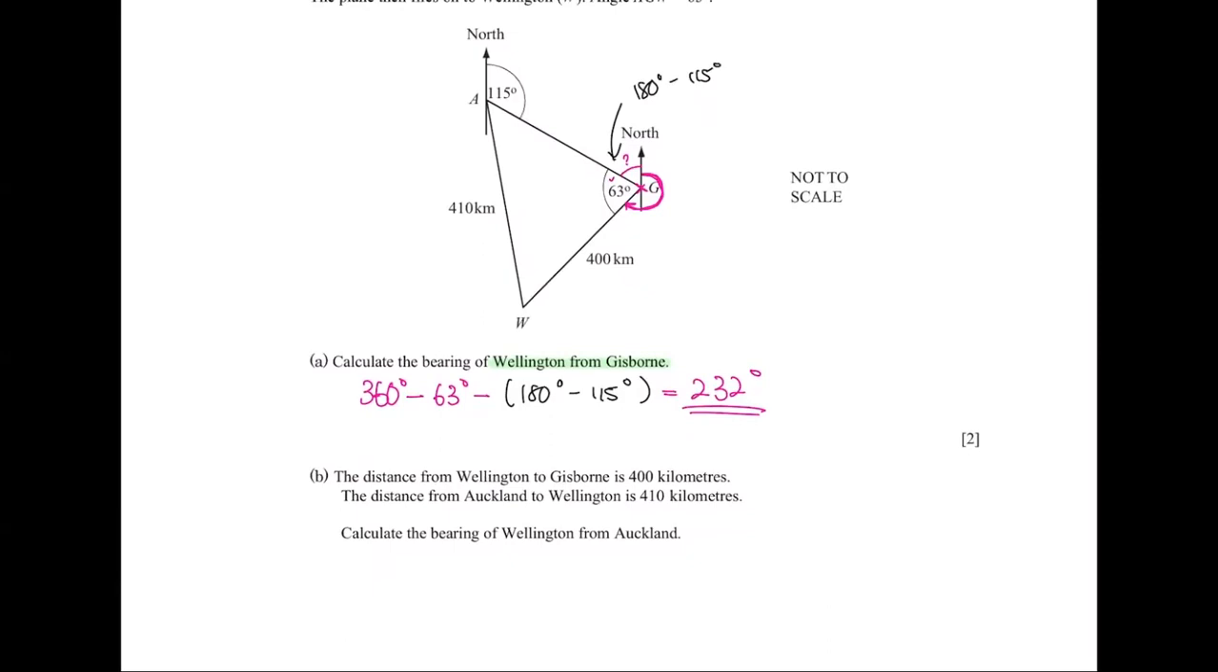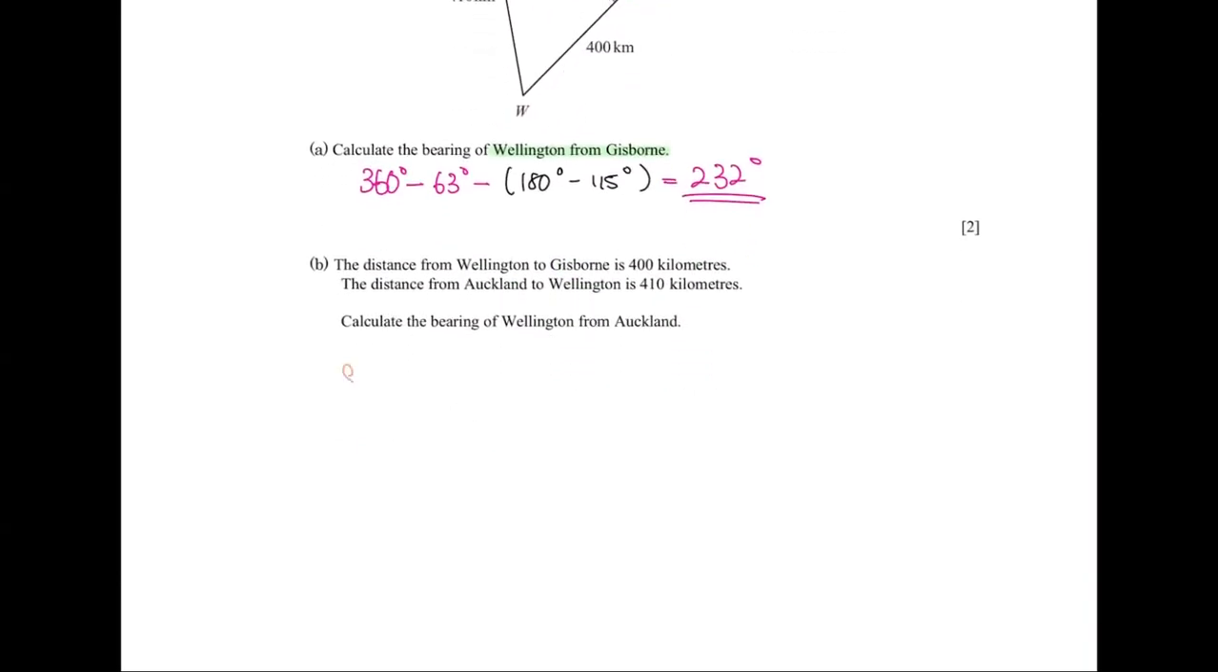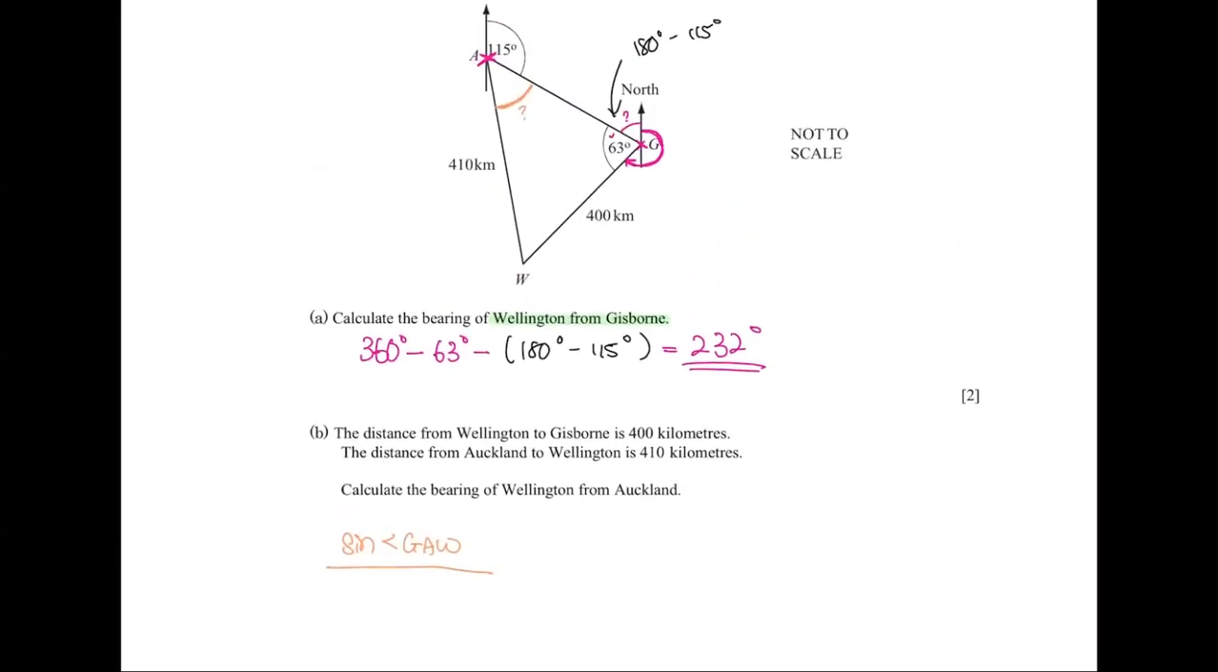Calculate the bearing of Wellington from Auckland. Oh, sorry, this is where we are. X marks the spot. So the angle that we're looking for is 115 inclusive of this angle right here. We can actually use the sine rule to find that. So we're looking for angle GAW over, well, opposite will be 400, equals to 63, opposite is 400.